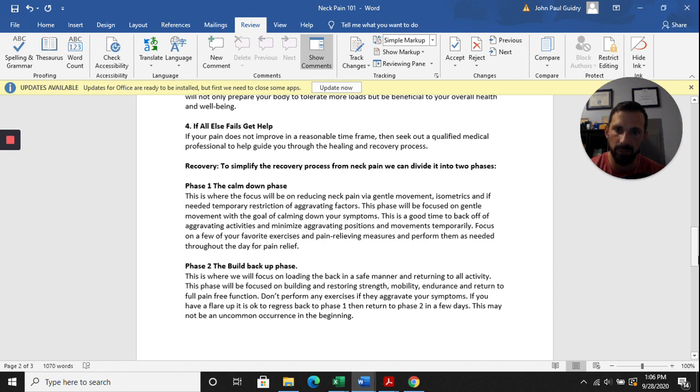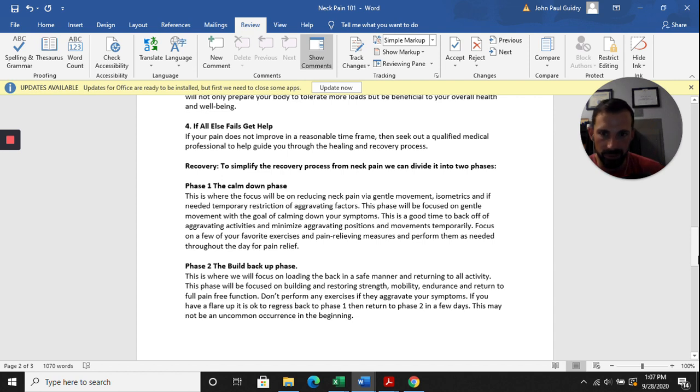So for the neck, we're going to focus on reducing pain via gentle movement, isometrics, using things also like ice, heat, TENS units, things like that, acutely to calm things down. And then if needed, a temporary restriction of aggravating factors. This phase will be focused on the gentle movement, calming measures with the sole goal of calming down your symptoms. This is a good time, if needed, to back off any aggravating activities, positions, movements, but on a very temporary basis, and again, trying to only do that when necessary.